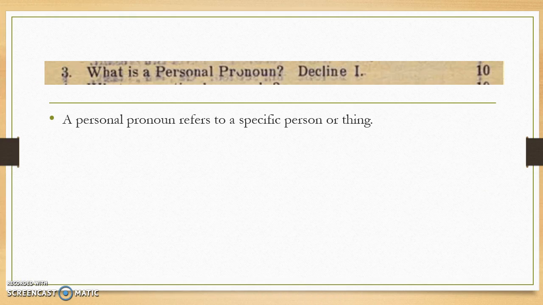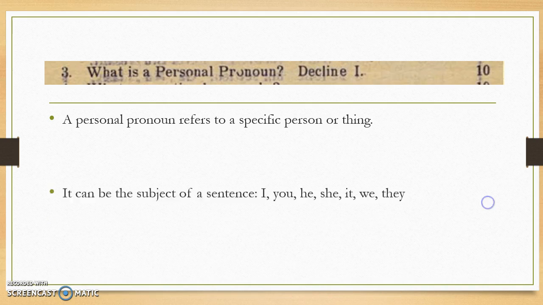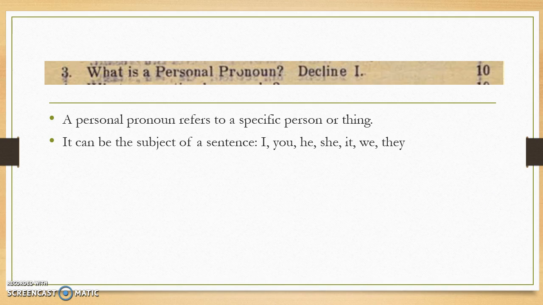Okay, question 3, what's a personal pronoun? And then decline I. So a personal pronoun refers to a specific person or thing. It can be the subject of a sentence, and you've got a list of subjects there. I am talking, you are talking, etc.